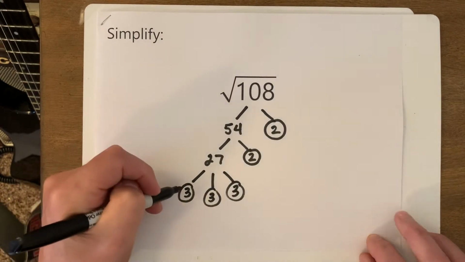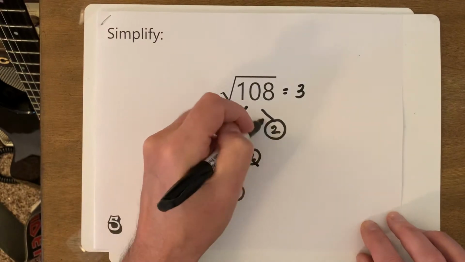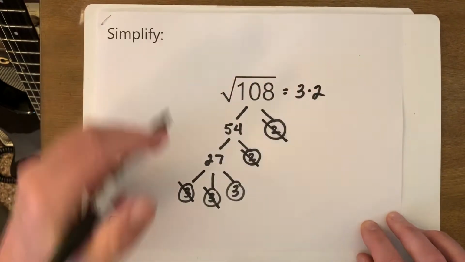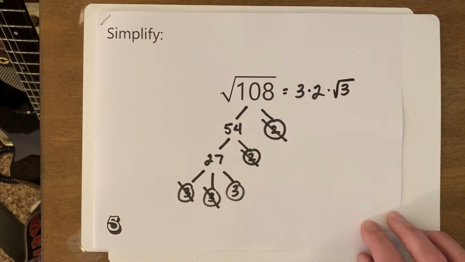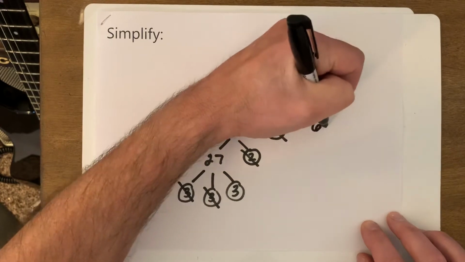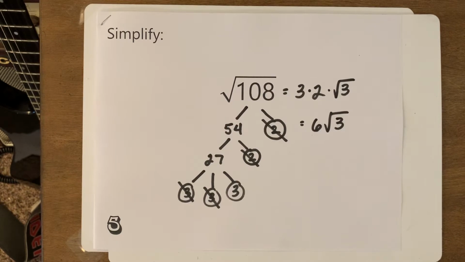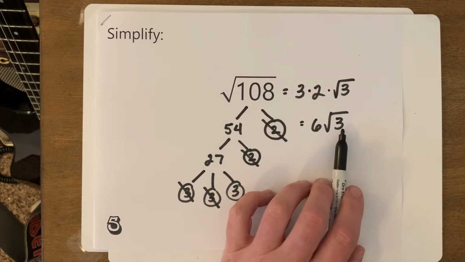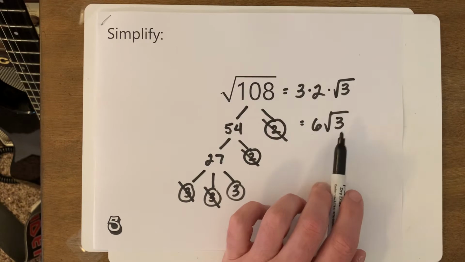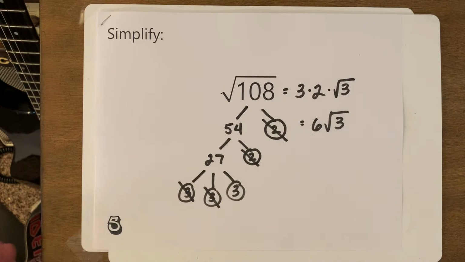Okay, so now I've got a pair of 3s, I have a pair of 2s, and I have that 3 still left. Well, 3 times 2 is 6. Okay, so now if I take the 6 and I put it back under there, right, then that would be a 36 under there. And a 36 times 3 is 108. And so 6 root 3 is going to be equivalent to the square root of 108. And you can check your decimals to see if you're correct on that, but it should be correct.